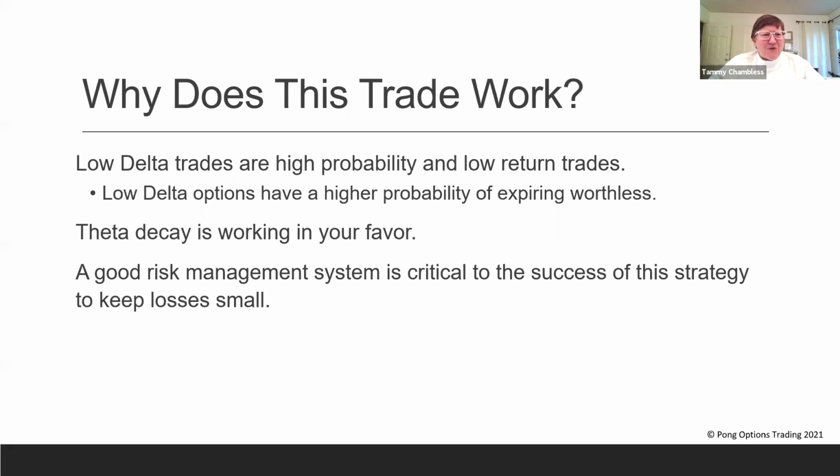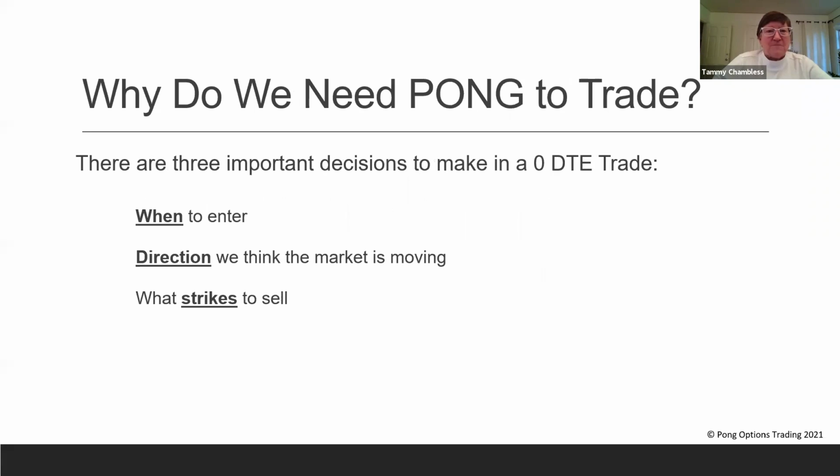And why does this trade work? Low delta trades are high probability and low return trades. You'll get a small credit, but you'll have a high probability of those expiring worthless. So theta decay on these is working in your favor. And a good risk management system is critical to the success of this strategy to keep losses small.